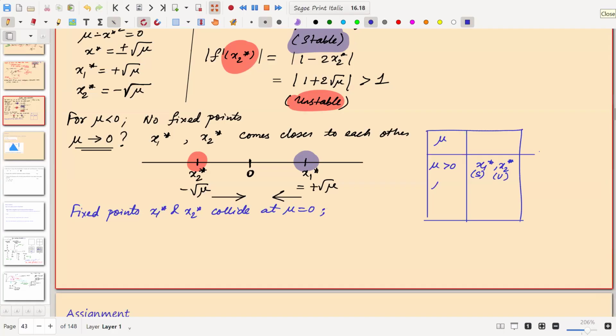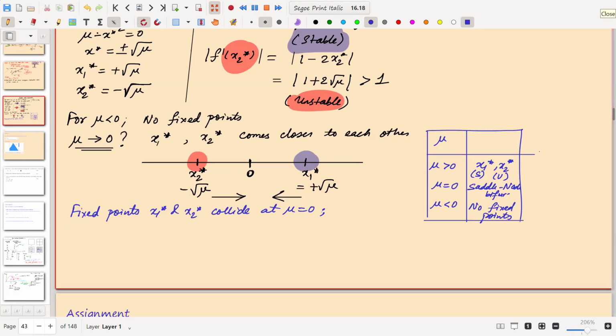Fine. Now when mu equals 0, x1 star and x2 star collide. The stable and unstable fixed points collide, and that is a bifurcation. That is a saddle node bifurcation. Okay. And after that, what are the cases remaining? Mu less than 0. After collision, they annihilated each other. Stable and unstable collided, annihilated each other. So they destroyed each other. Therefore, for mu less than 0, no fixed points are there.